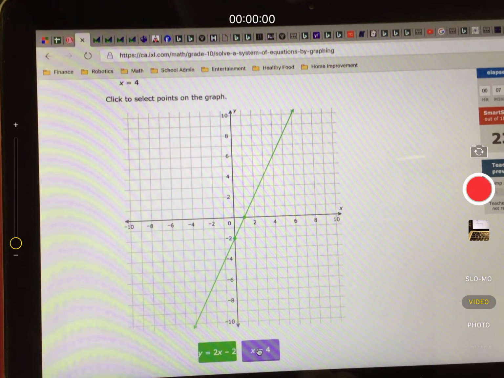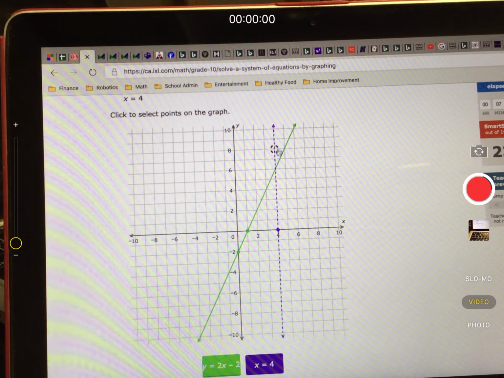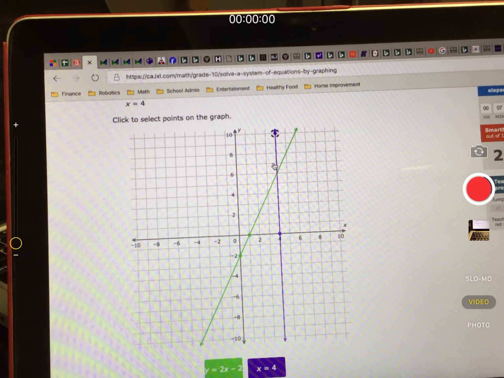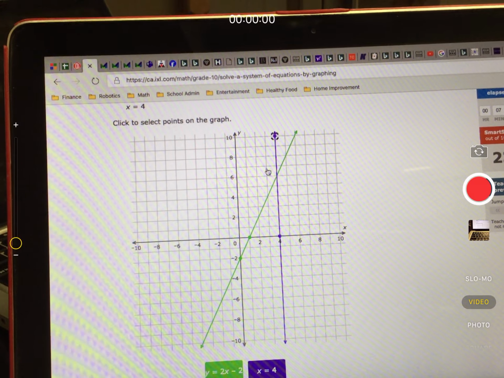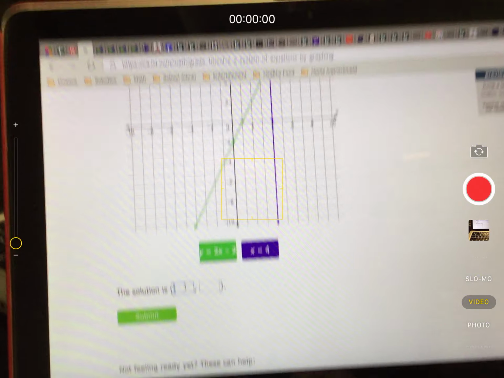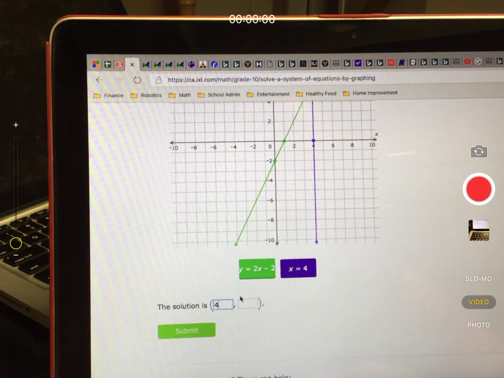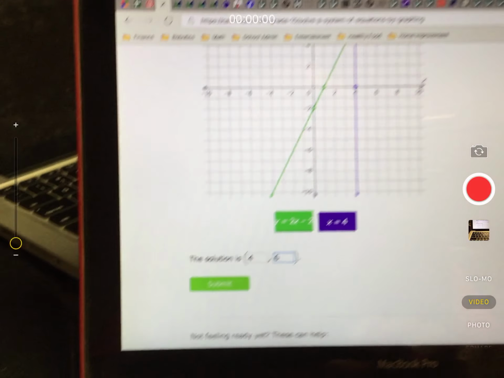Now the next equation is x equals 4. So that means we're going to have a vertical line going through 4. And the solution is where the two lines cross at 4 and 6. So we type the solution is 4 and 6.